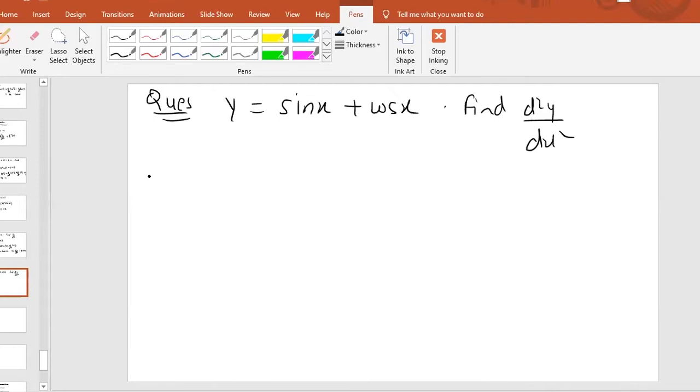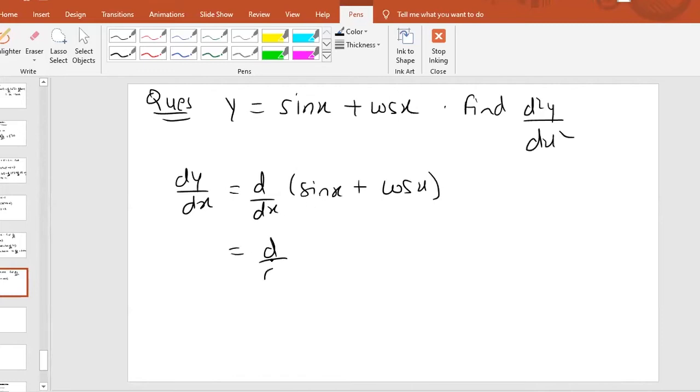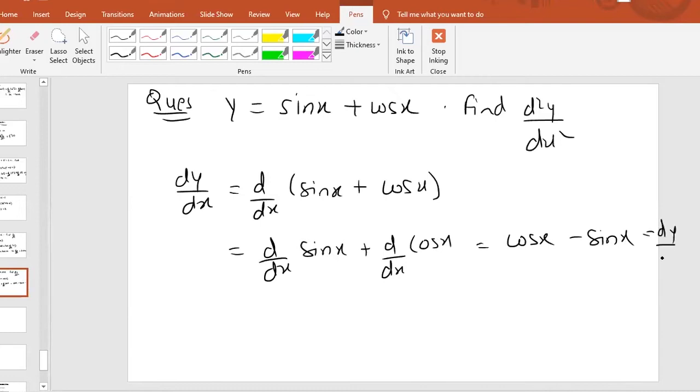First differentiate this. dy by dx is equal to d by dx of sin x plus cos x. Now we can see that we have two different functions here, sin x and cos x. We can differentiate them separately. So d by dx of sin x plus d by dx of cos x. What is the differentiation of sin x? That is cos x. What is the differentiation of cos x? Minus sin x. So we get dy by dx equal to cos x minus sin x.